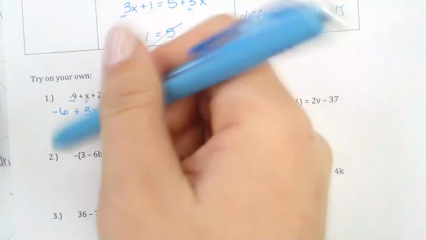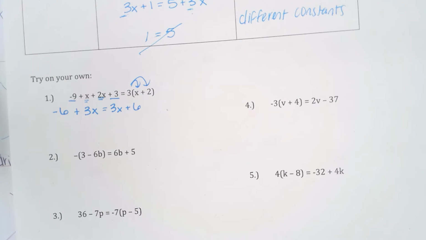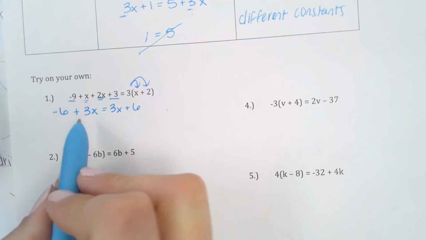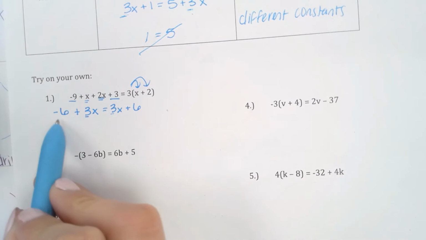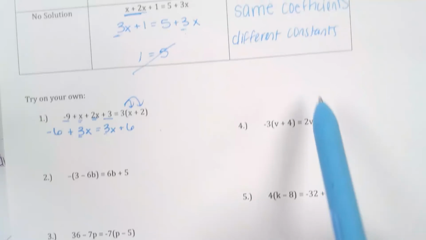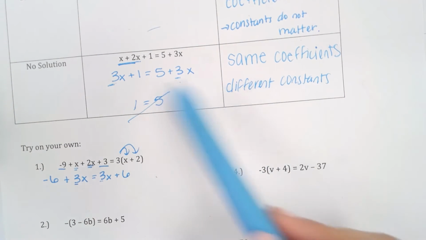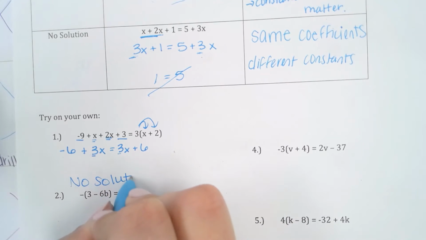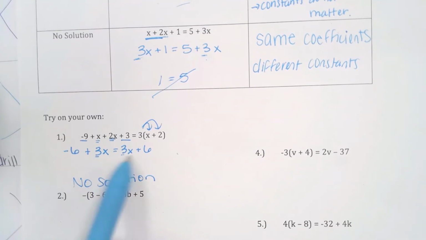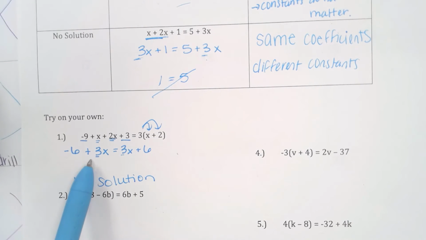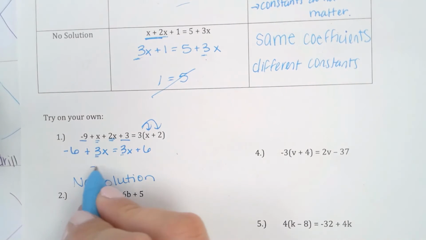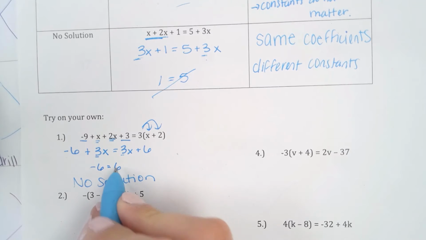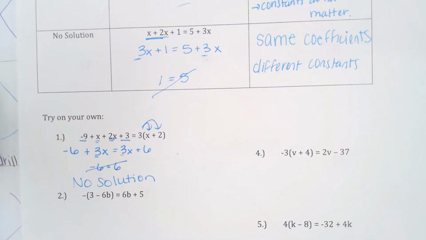I can go ahead and keep solving this, but I know right away what kind of solution I'm going to get because I see same coefficient on both sides and different constants. Same coefficient, different constants is going to give me an answer with no solution. Because if I were to keep solving this, I can subtract 3x over here. My 3x's are going to cancel on both sides, so I'm just going to be left with negative 6 equals 6, which is not true.